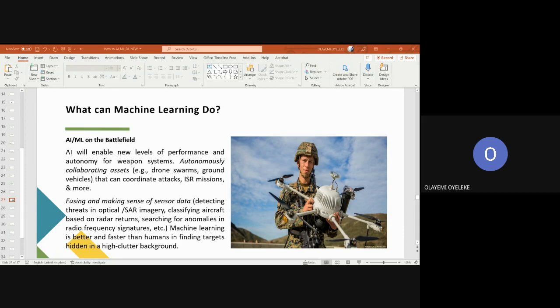If you have been following the war, both the Russian side and the Ukrainian side, you can see all manners of advanced weapon systems that they are using. That will give you an idea of the use of AI and ML on the battlefield. And those weapon systems, I don't think they even exist in Nigeria. So you could imagine if they bring all those to Nigeria.